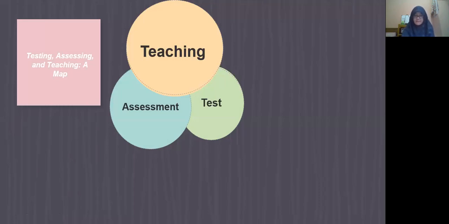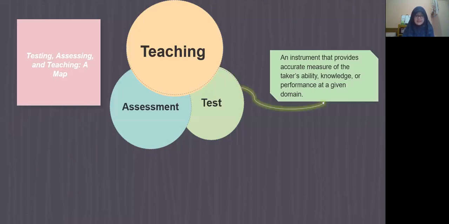What is a test? Well, to put it simply, a test is a method to measure one's ability at a given subject. It is an inevitable part of learning, especially in a classroom setting where a test is used as a method or instrument with a set of techniques, procedures, or items. A test should be able to measure students' knowledge and performance.